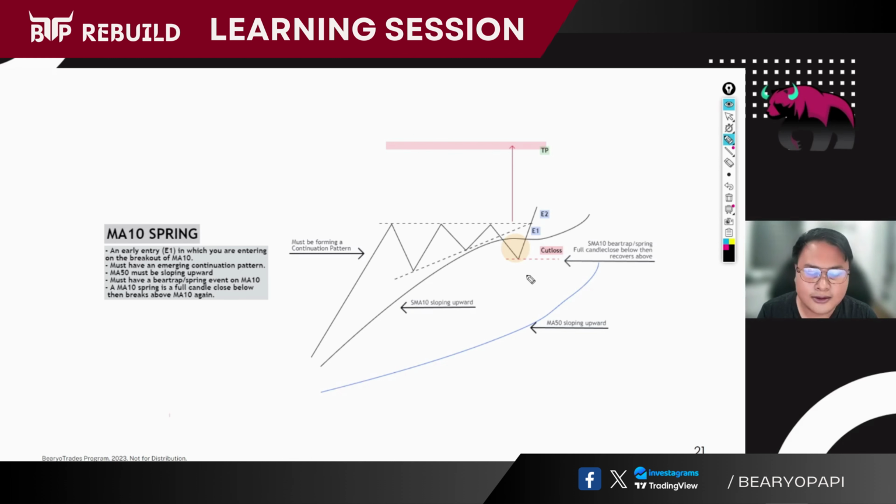spring event on MA10. So yung spring events, ito yan, basically a bear trap in which price close below and recovers above. So an MA10 spring is a full candle close below, then breaks above MA10 again. So yun yung main idea behind it.